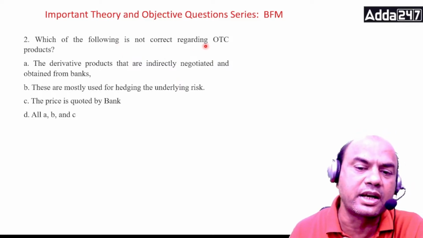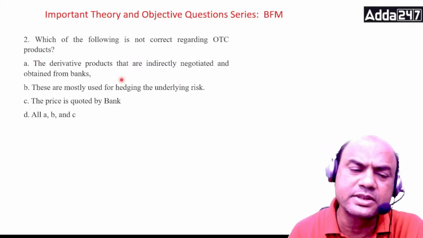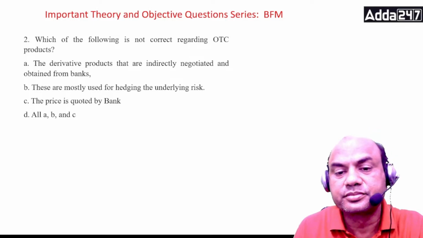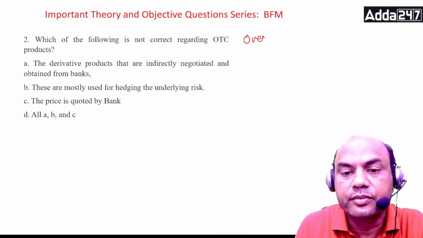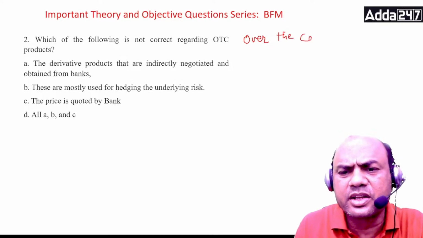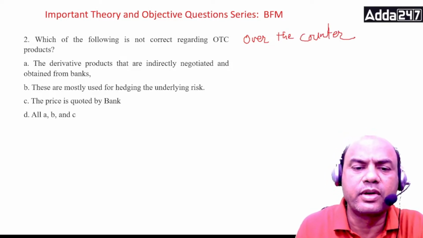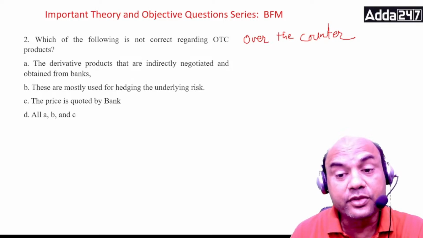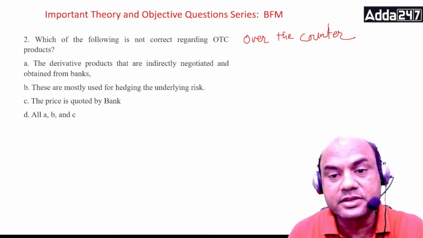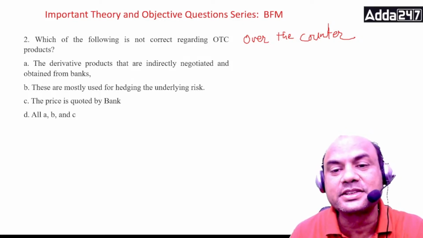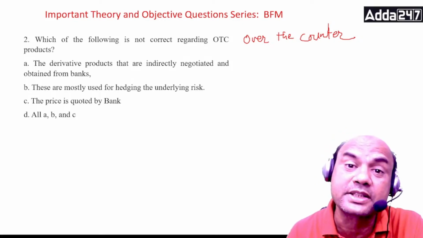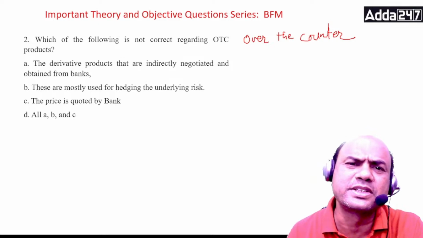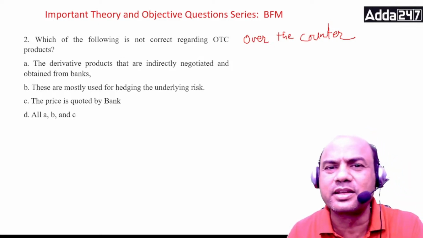Which of the following is not correct regarding the OTC products? OTC means what? OTC, over the counter. You've heard this word, over the counter? Where have you heard this word, in your daily life also? We generally hear it in medicines. OTC medicines are called generic medicines, which can be given without any prescription. Same logic over here, finance also. OTC products means which can be sold without much brain work in this.